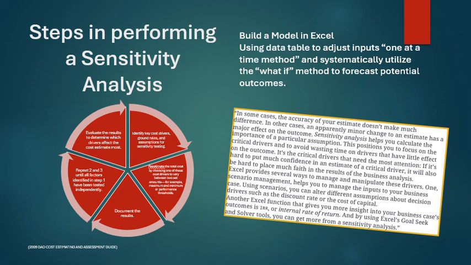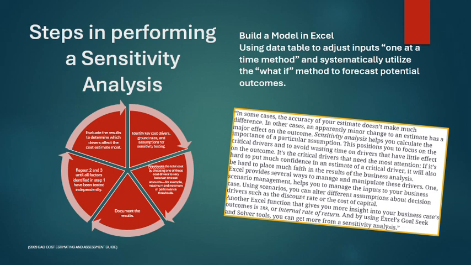So you can build a model in Excel using data table to adjust inputs with the one at a time method and systematically utilize the what if method to forecast potential outcomes. In some cases, the accuracy of your estimate doesn't make much of a difference. In other cases, an apparently minor change to an estimate has a major effect on the outcome. Sensitivity analysis helps you calculate the importance of a particular assumption. This positions you to focus on the critical drivers and to avoid wasting time on drivers that have little effect on the outcome. It's the critical drivers that need the most attention.